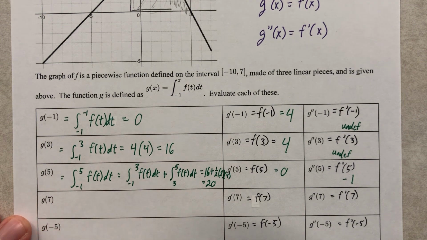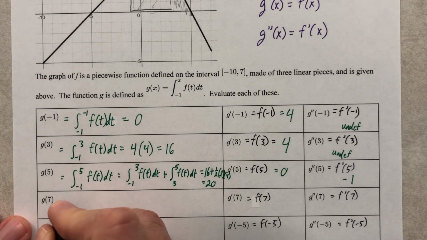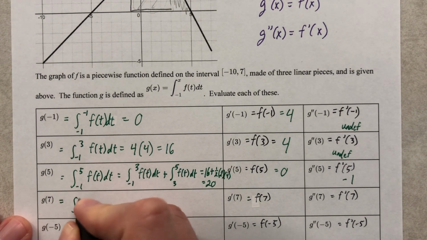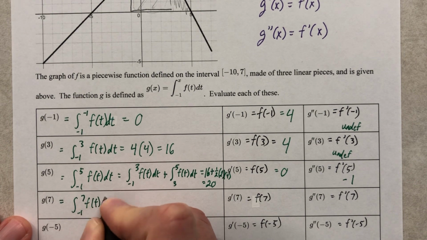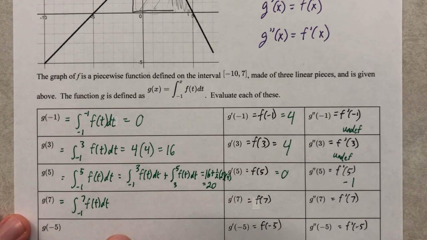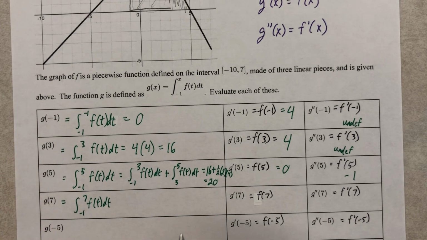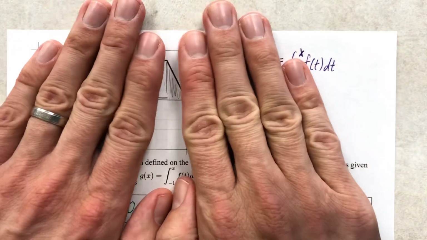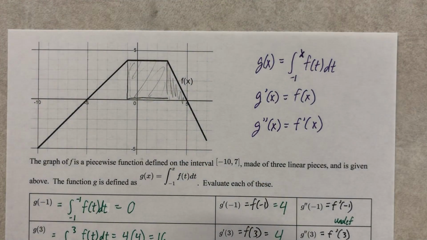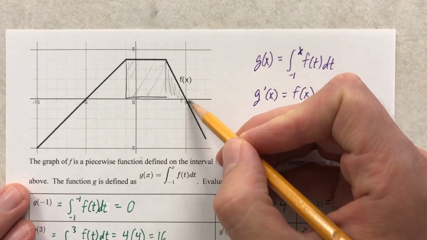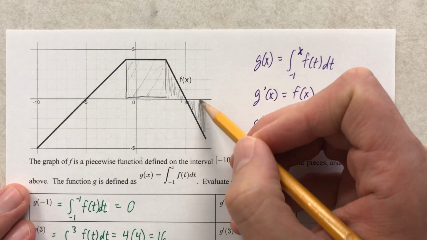G of 7. This one's going to be lovely. You're going to like this. The integral from negative 1 to 7, f of t dt. And I'd love to draw another integral, write another integral and be like, well, it's this area plus this area plus this area. And you could. But it's this area plus this area plus this area.